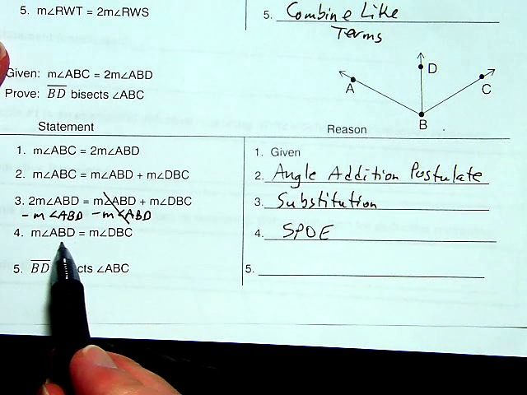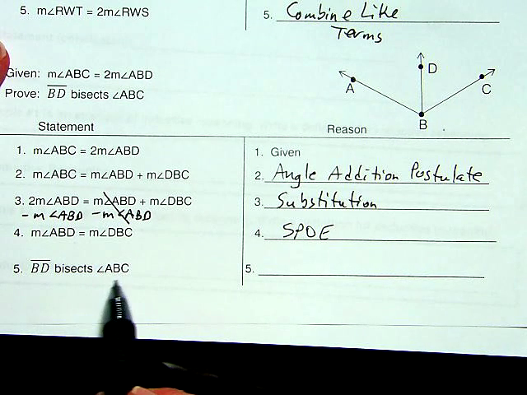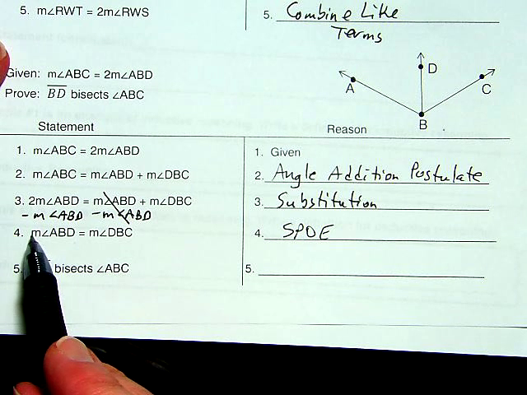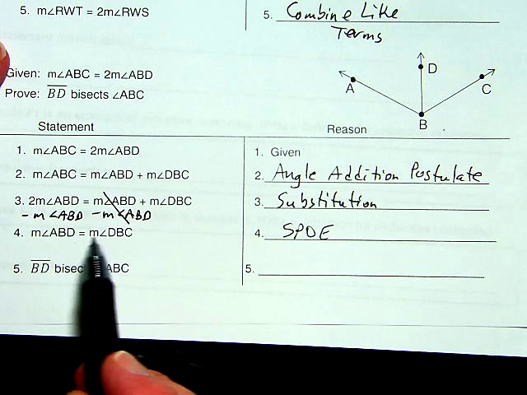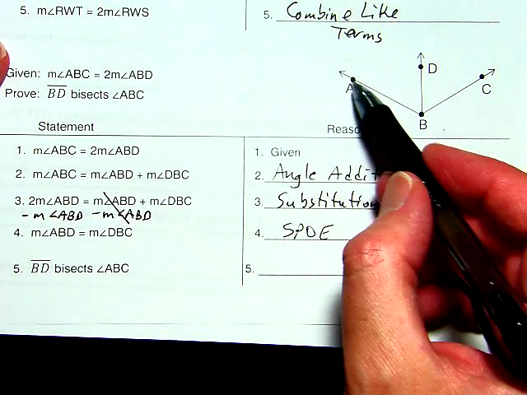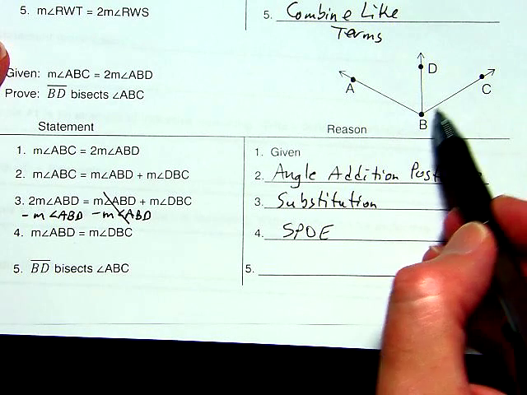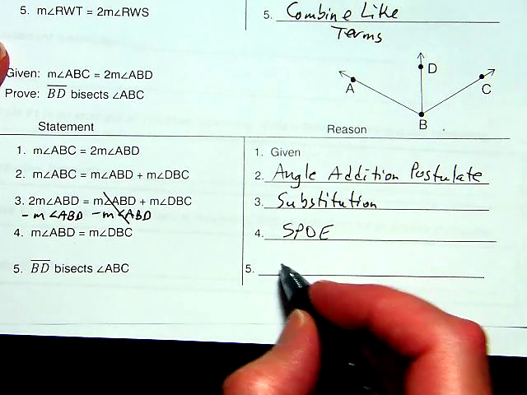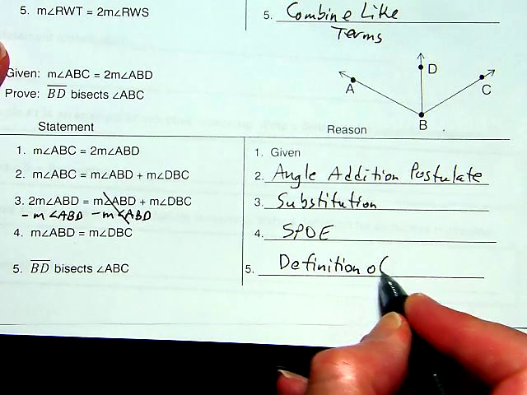And finally, we conclude that BD bisects angle ABC, and the way we can conclude this is because this is the definition of bisecting. If the measure of angle ABD, which is the small angle on the left, equals the measure of angle DBC, which is the small angle on the right, then BD must be an angle bisector. So we get this answer because of the definition of angle bisector.